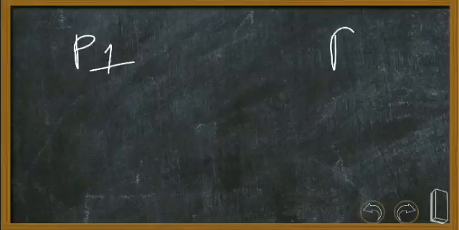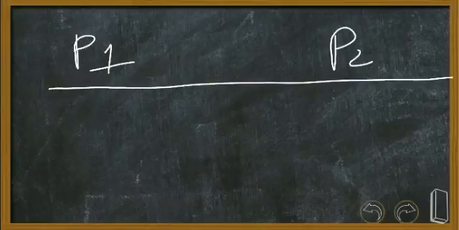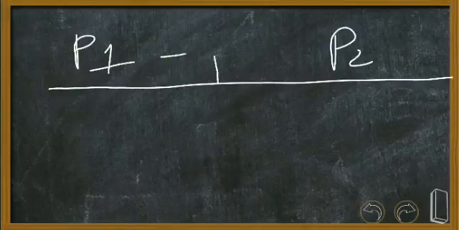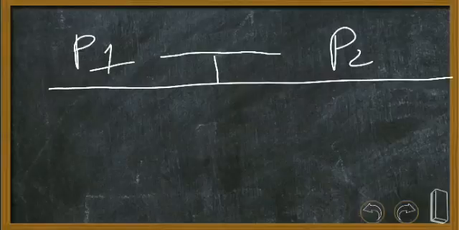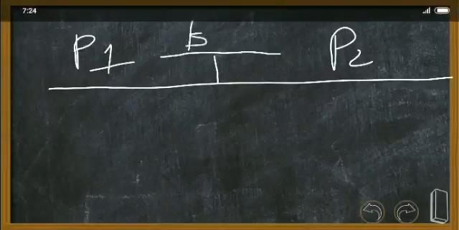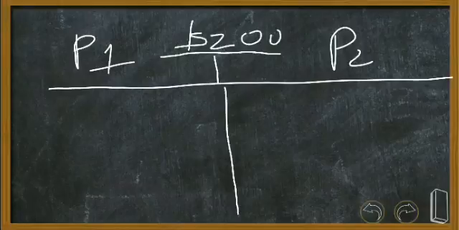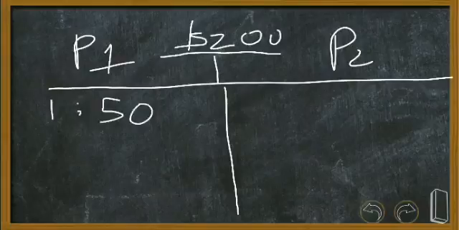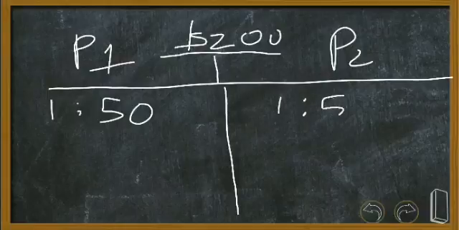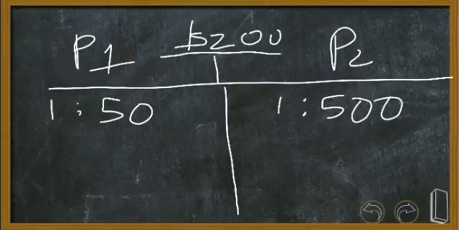We have person 1 here, then we have person 2 here. They all operate with an account of, let's say, $200. But the difference is their leverage. This person is using, let's just take 1:50. Then this one is using 1:500. They both have the same account size.